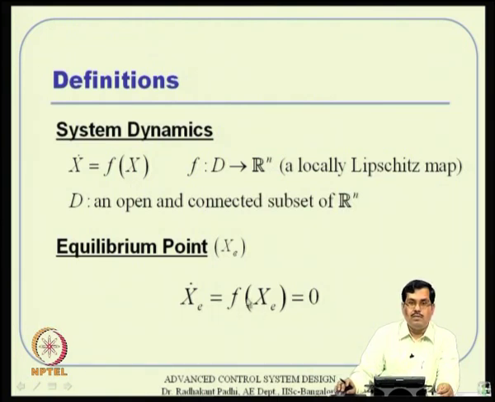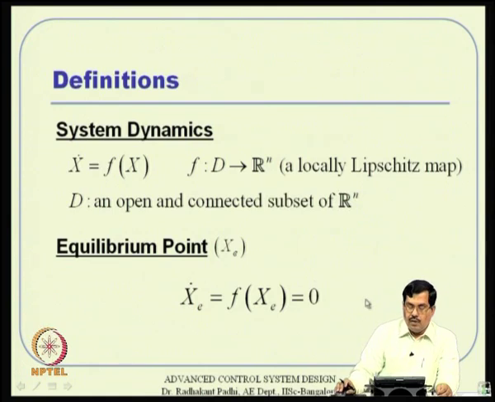So, x c dot is f of x c equal to 0. The solution of that will give you x c, and remember this x c solution need not be unique. This is a nonlinear function, and the equation may have multiple solutions. Okay. So, you will be left with a number of choices for x c, and about each of these equilibrium points we are interested in analyzing the stability behavior.